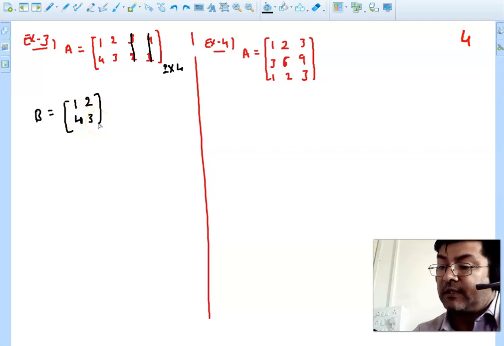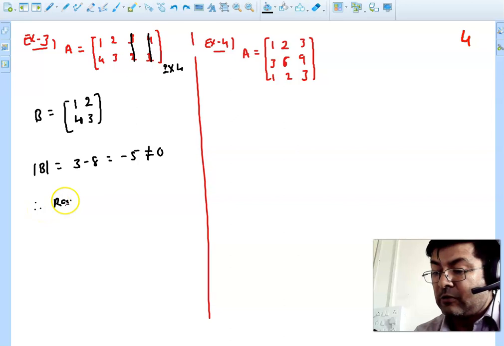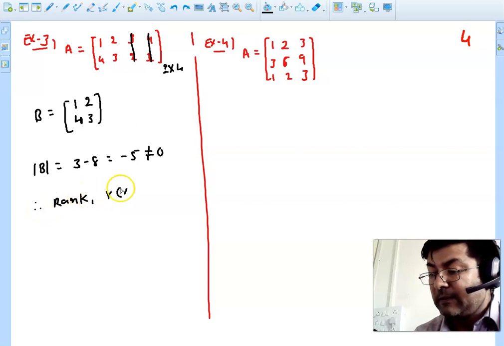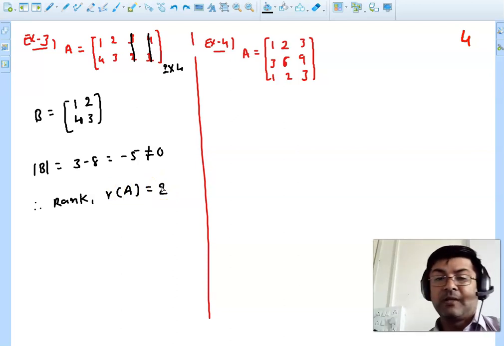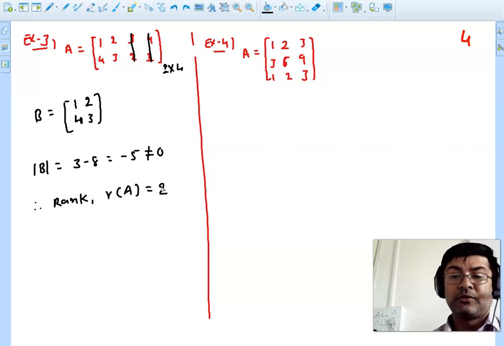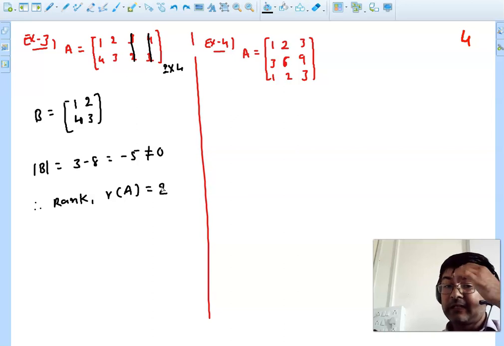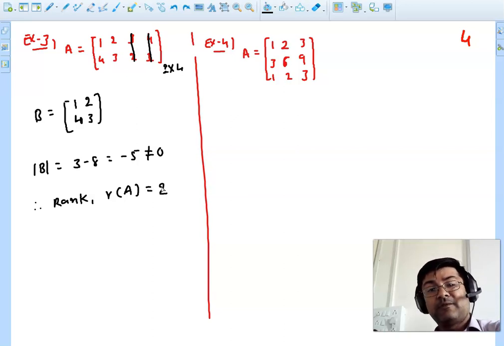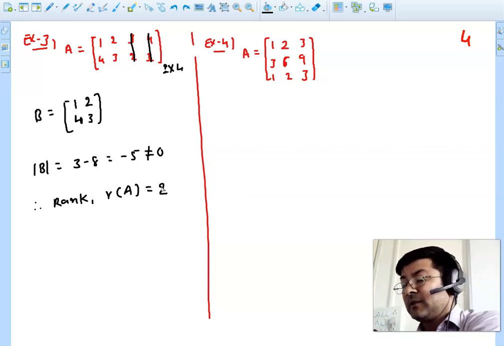Now let us calculate the determinant of matrix B, which will be 3 1s are 3 minus 4 2s are 8 equal to minus 5, which is not equal to 0, and therefore the rank of matrix A will be 2. Since we have got a matrix of order 2 to be non-singular. Clear? At least one matrix of the order R, if non-singular, then the rank will be that order. Yes or no? Okay, now let us study one more example.